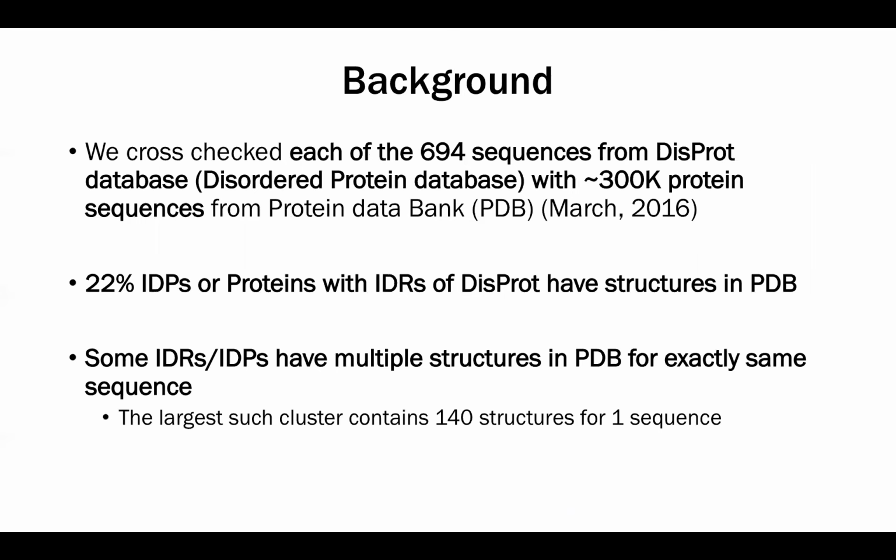So with that background observation, what we did in March 2016 was cross-check each of the 694 sequences from this database, which is a database of intrinsically disordered proteins, with 300,000 protein sequences from the Protein Data Bank. What we found is that 22% of IDPs, or proteins with IDRs, which are intrinsically disordered regions, have structures in the Protein Data Bank. Some of the IDRs or IDPs have multiple structures in PDB for exactly the same sequence, and the largest cluster we had is 140 structures for one single sequence.